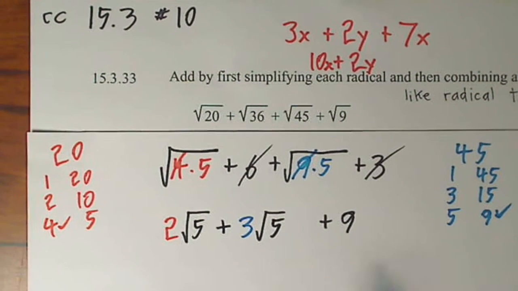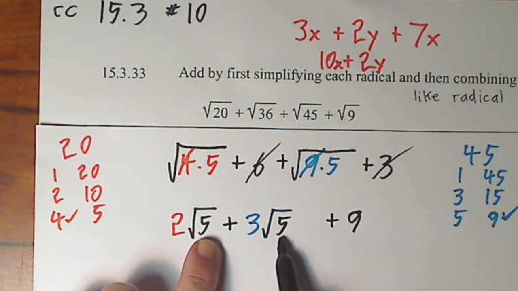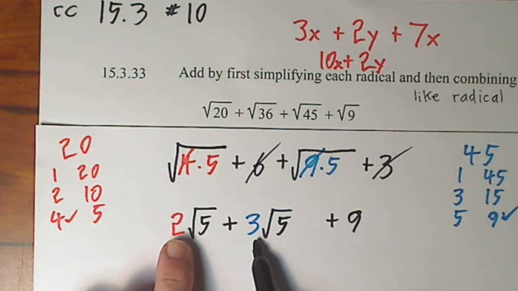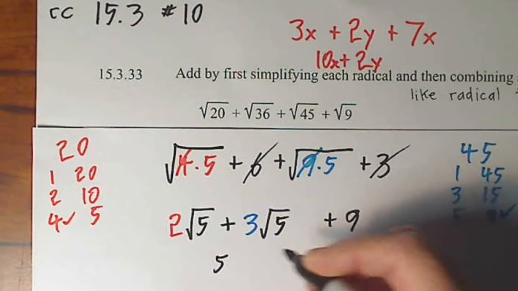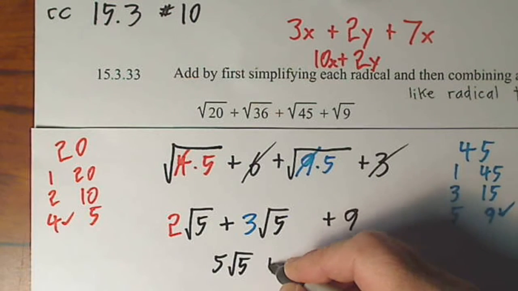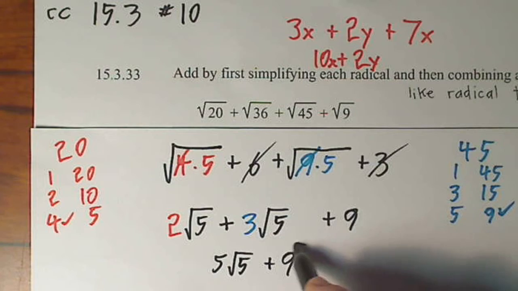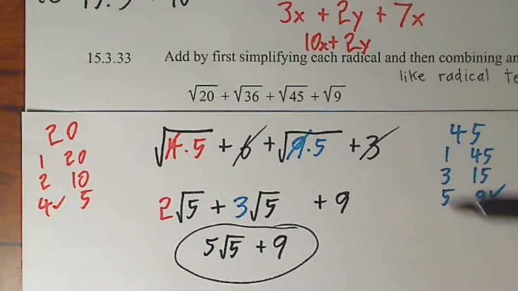is basically left there. So now I have the exact same term under the radical sign. I can add the 2 and the 3. 2 plus 3 gives me 5. You keep the radical 5, and then this plus 9 just comes along for the ride. So we've simplified our original expression.